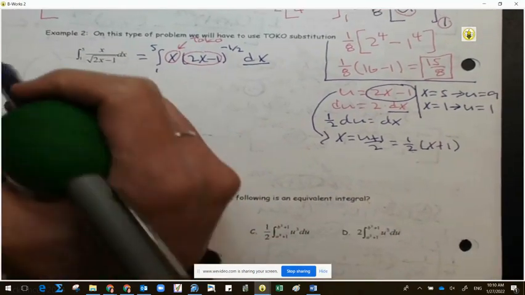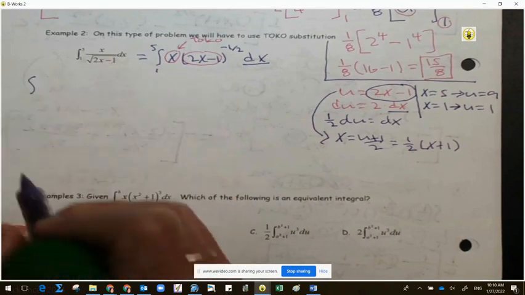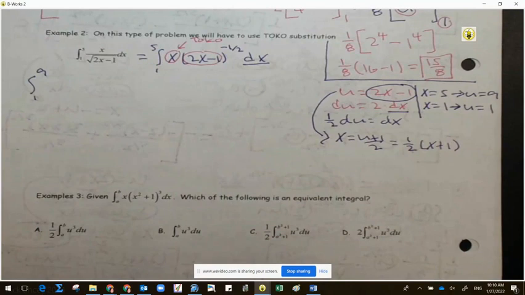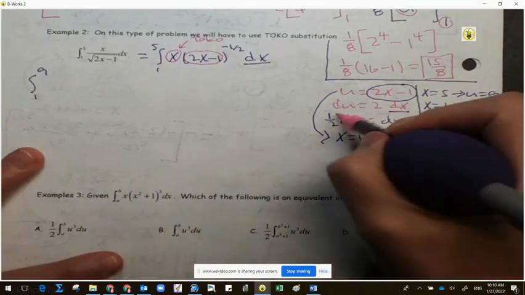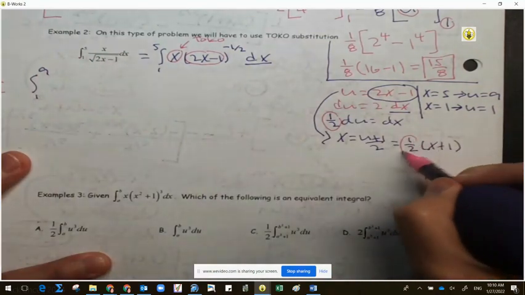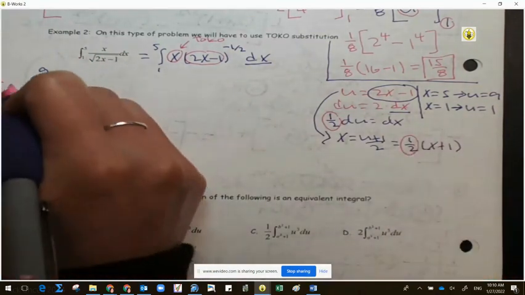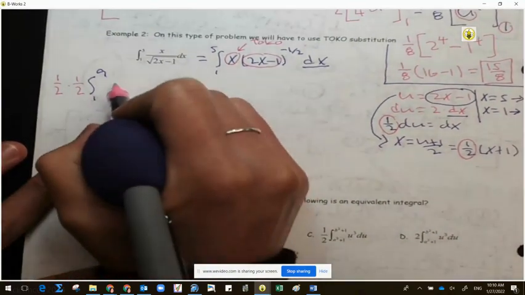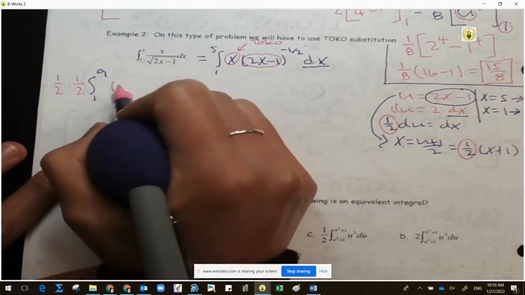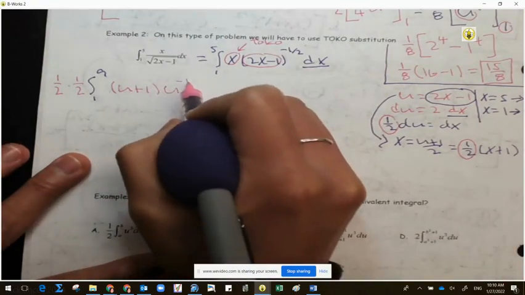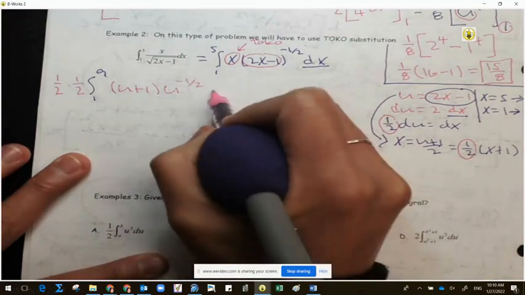So let's rewrite. Here's my integral from 1 to 9. And I'm going to take a few things out right now. I have this half that I'm going to take out. But do you see that other half that I can take out while I'm at it? You don't have to, but I want to. So I have the following. We have u plus 1 and u to the power of negative 1/2 du.